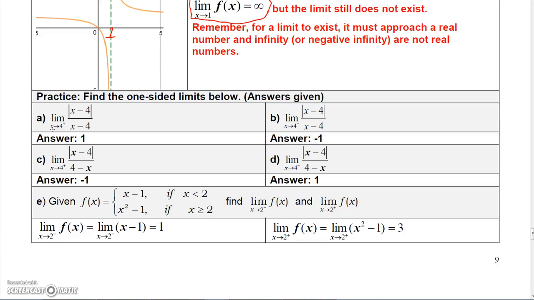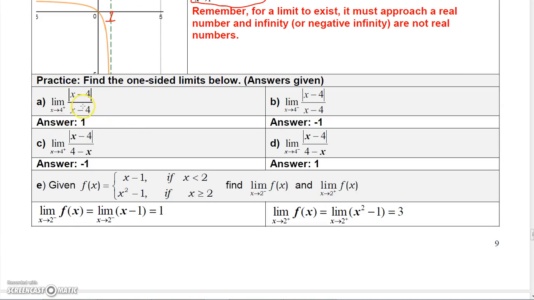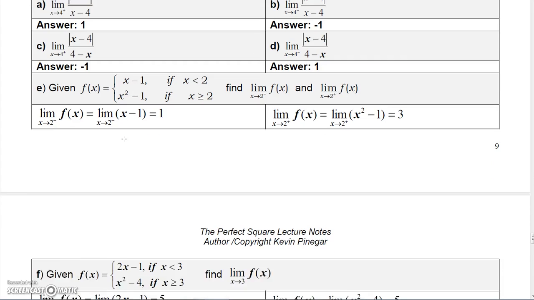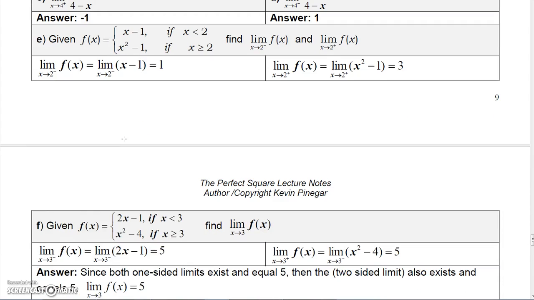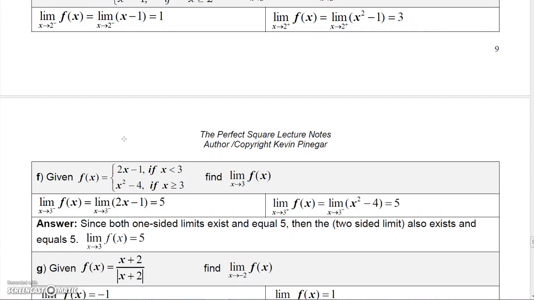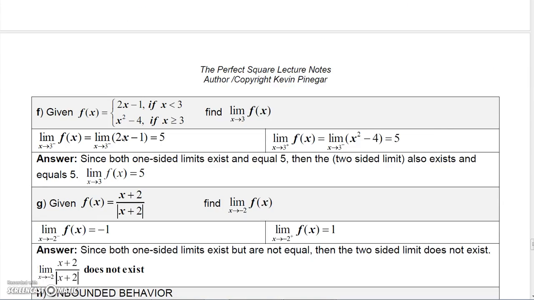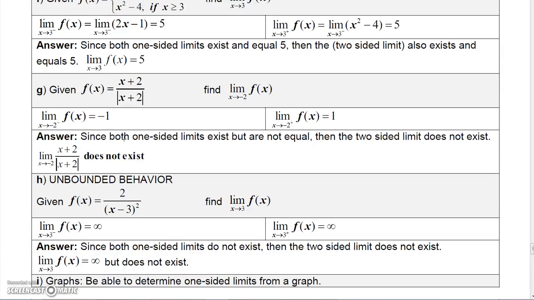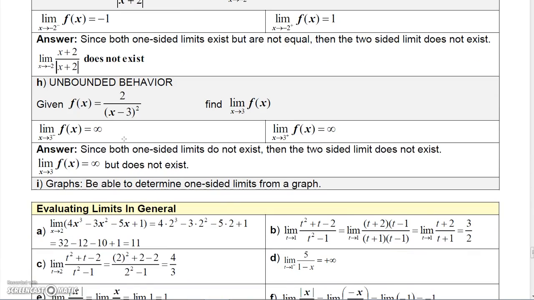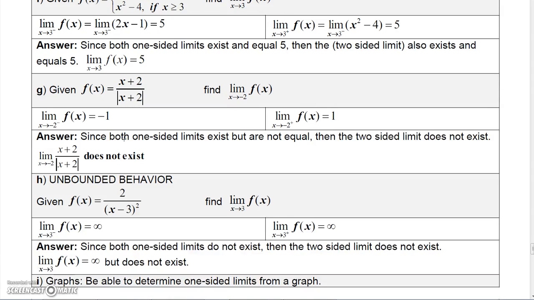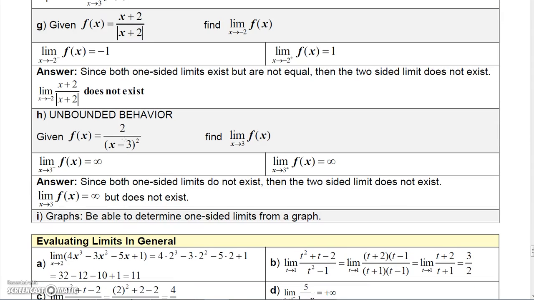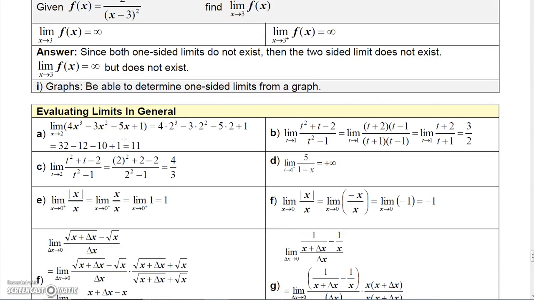And you can practice on these. The answers are given below. What I suggest is you look at their graphs, and then you can check their answers with the graphs. There's several of them there. So you can practice on those problems and see if you can get the answers that I gave there.